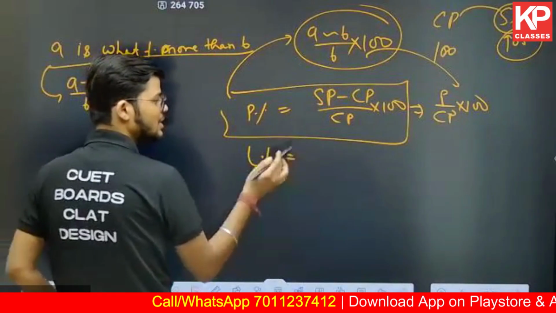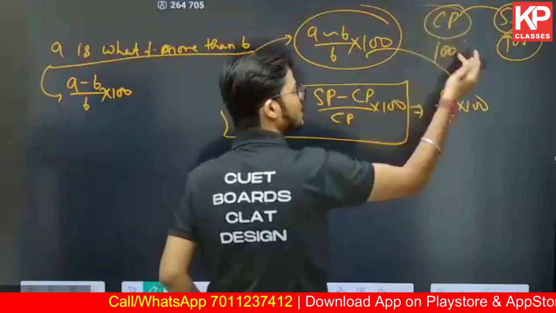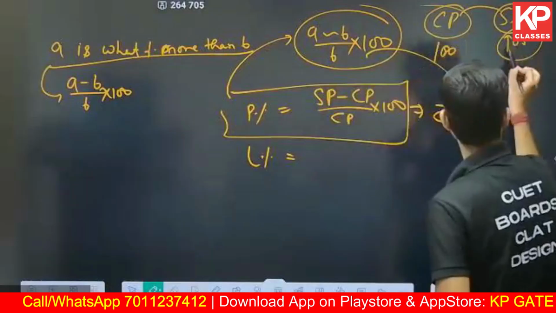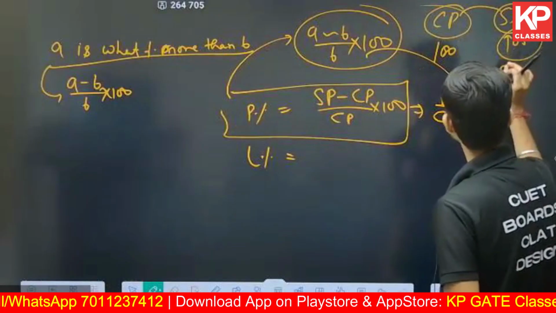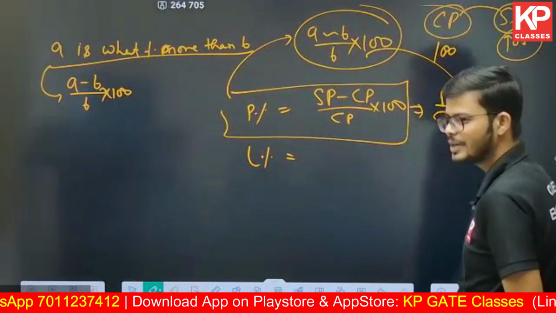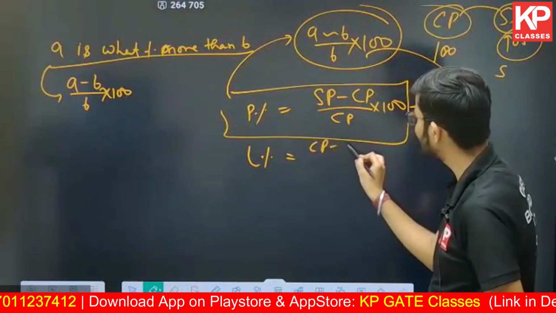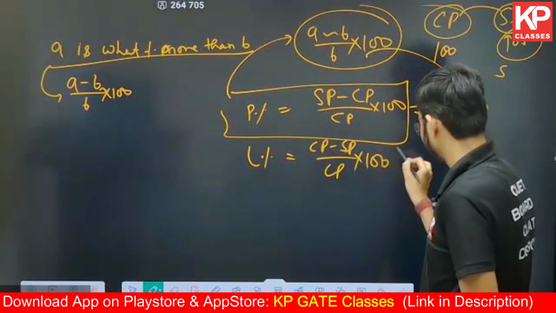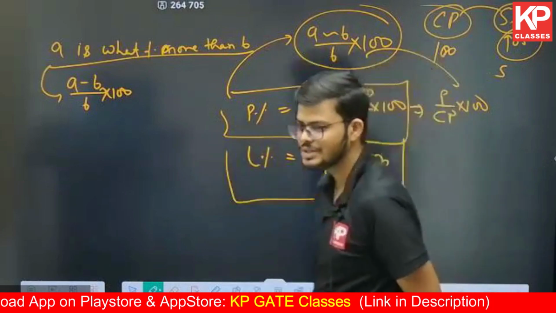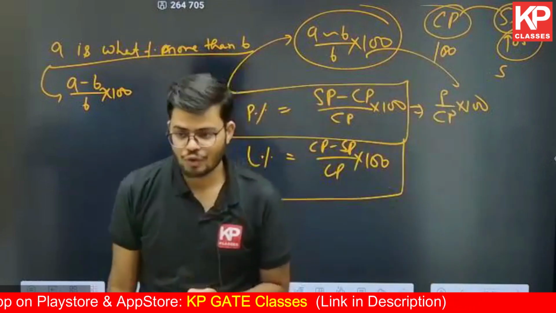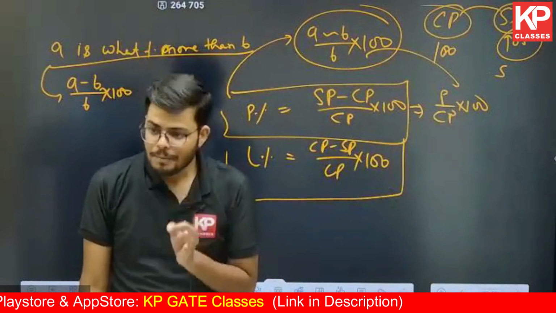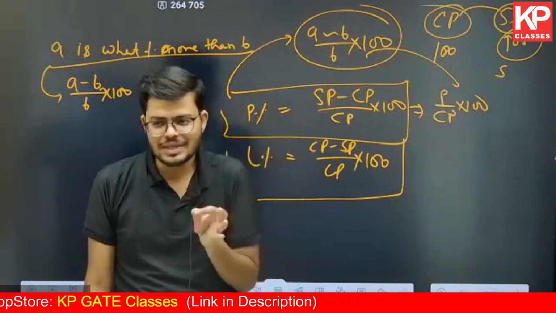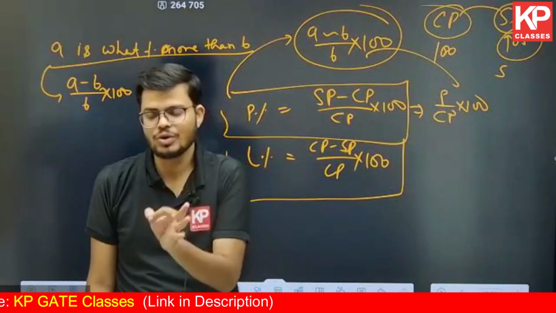Loss percentage. Loss percentage means what? See, in loss percentage, your selling price will be less than cost price. That means your selling price is what percent less than the cost price. So here the formula is cost price minus selling price divided by cost price into 100. So in case of profit percentage or loss percentage, the comparison is only and always on the cost price.